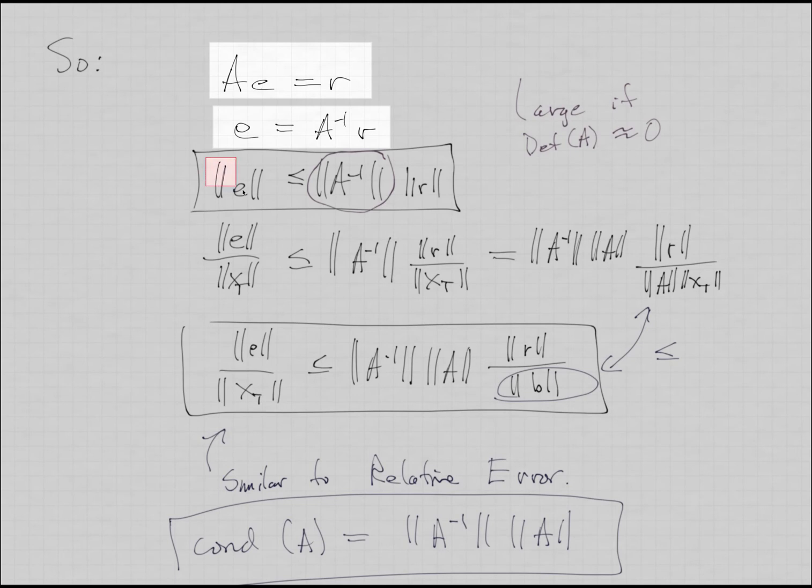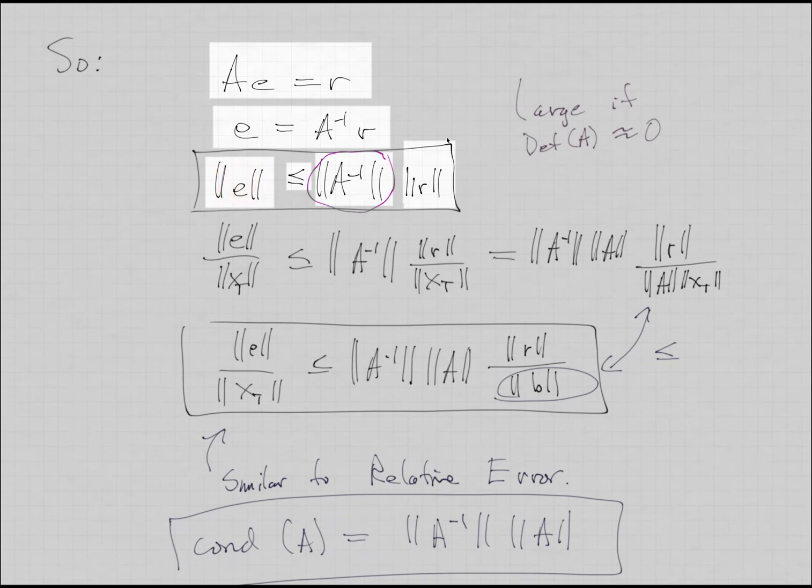Now, taking the norm on both sides, we can say that the norm of E is less than or equal to, and now we're using that second inequality from the previous slide, the product of the individual norms. Right? Now, this is significant because if the norm of A inverse is large, that might mean that we could have a small residual, but still have a bad error.